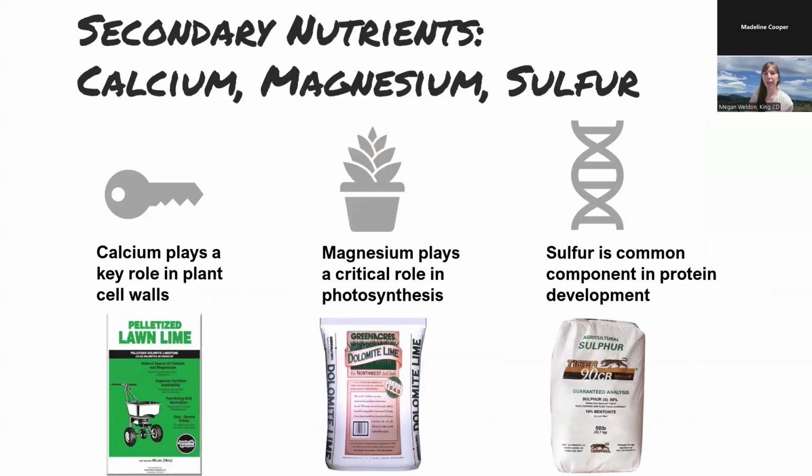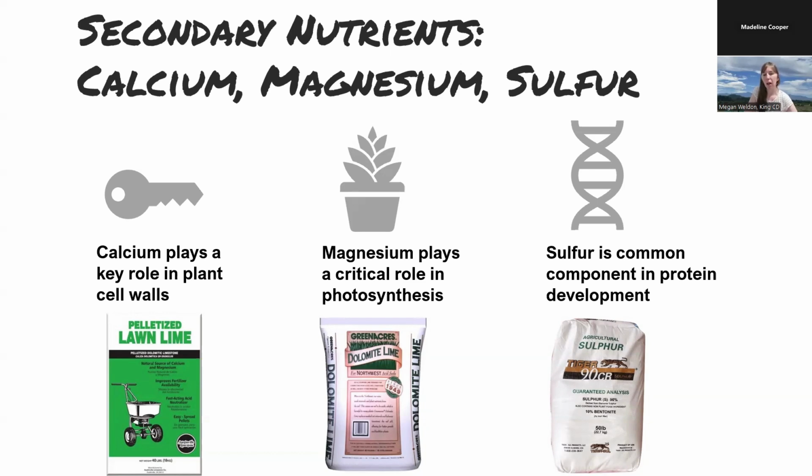So those are our secondary nutrients, calcium, magnesium, and sulfur. Calcium plays a key role in plant cell walls. Magnesium plays a critical role in photosynthesis, and sulfur is a component in protein development. I did forget to mention in the last slide, I just found out the lab no longer tests for sulfur like it does for calcium and magnesium on the soil test. So we're going to have to update that. But occasionally you can have sulfur deficiencies.